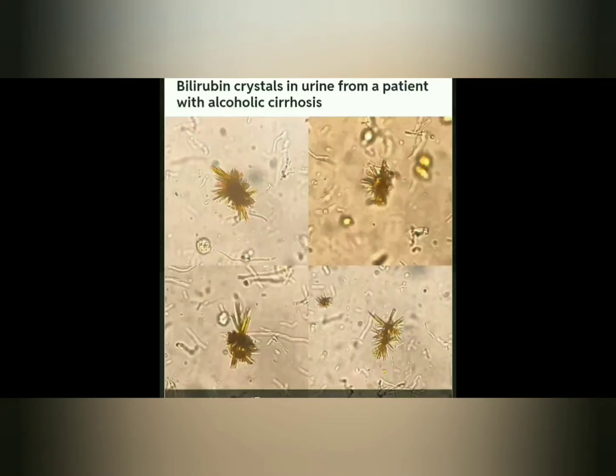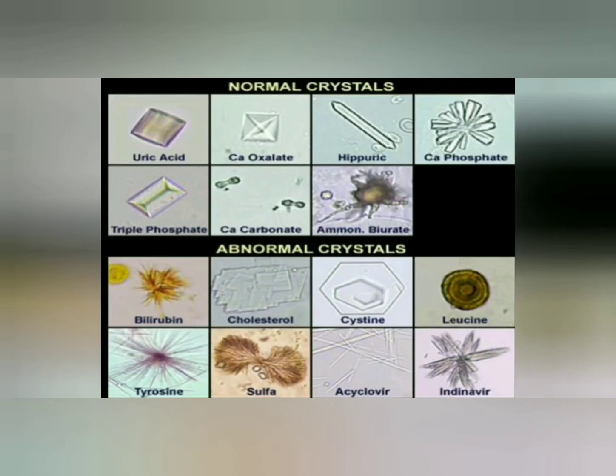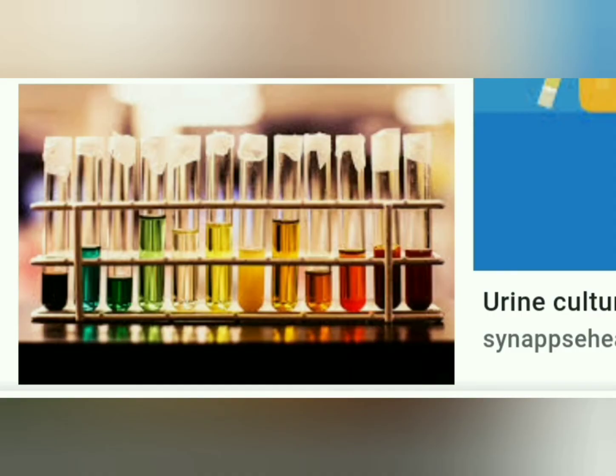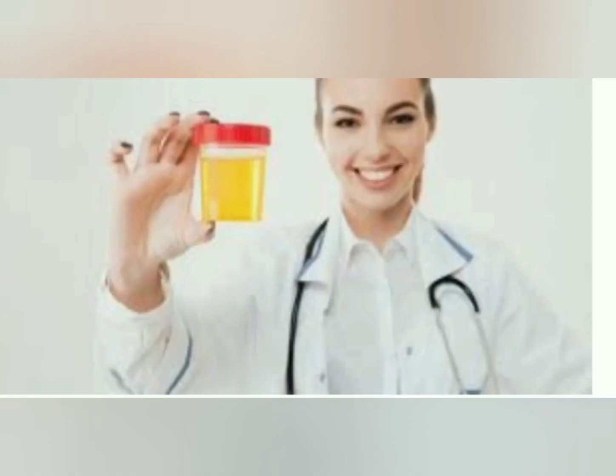Now we will teach about bilirubin crystals in urine. The structure of bilirubin crystals in urine: they are small and yellow in color. They are granular and needle-like in appearance. You can see this picture, guys. Causes of bilirubin crystals in urine: liver cirrhosis, poor liver function, when the liver can't function very well. Liver diseases cause bilirubin crystals in urine.